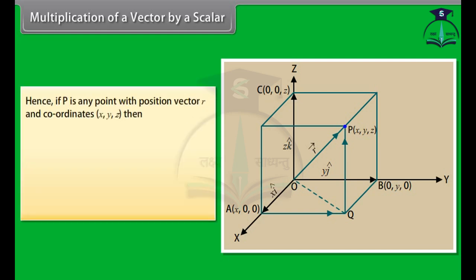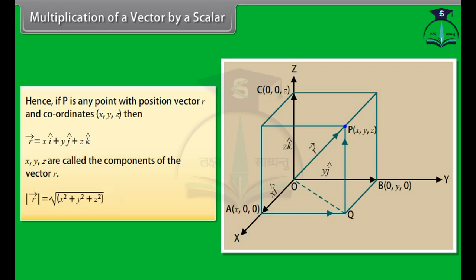Hence, if P is any point with position vector r and coordinates x, y, z, then vector r is equal to x cap i plus y cap j plus z cap k. x, y, z are called the components of the vector r. Mode of vector r is square root of x square plus y square plus z square.